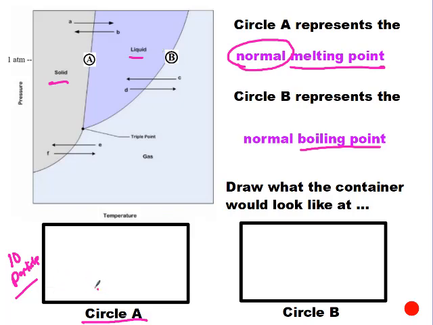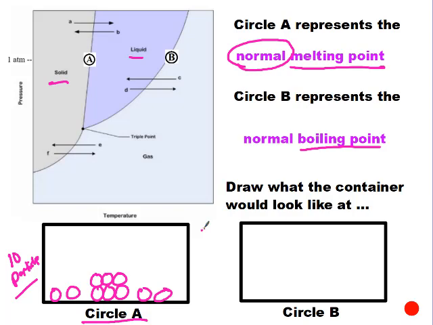So I need 10 particles and I need some of them to be in the solid phase. I'm going to have 6 in the solid phase. I'm going to have some in the liquid phase. So my liquid are a little bit further apart. My solid is more rigid. So that's what mine looks like. Again, yours doesn't have to look exactly like that, but you should have some in the solid and some in the liquid.